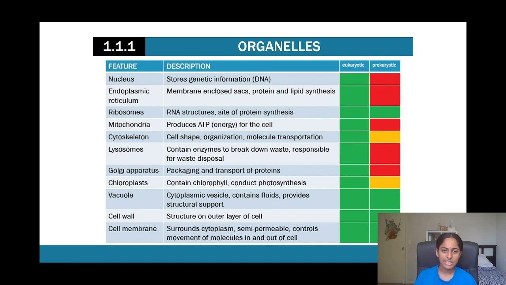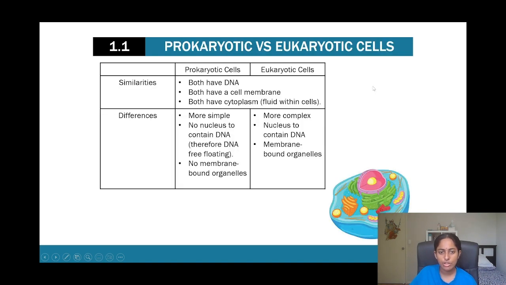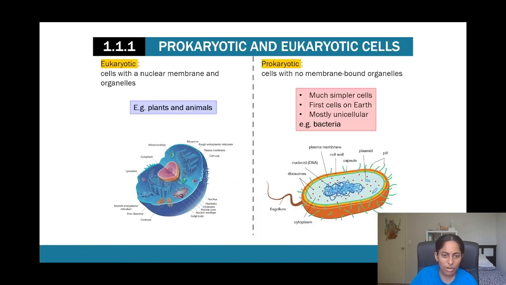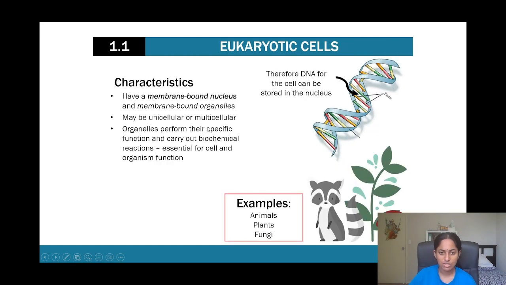You also have things such as the endoplasmic reticulum. These are the sites of protein and lipid synthesis. These are only present within eukaryotes, not prokaryotes. So if I go back, hopefully I can show a picture of the endoplasmic reticulum, and you can see over here that you have the endoplasmic reticulum. There's something called a smooth endoplasmic reticulum and a rough endoplasmic reticulum. The smooth endoplasmic reticulum doesn't contain ribosomes, whereas the rough endoplasmic reticulum has ribosomes.